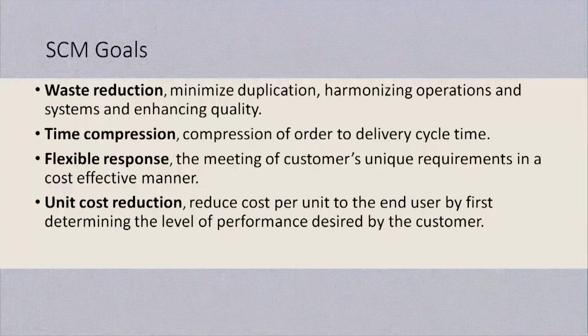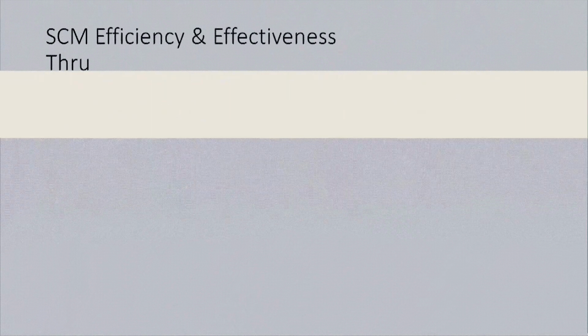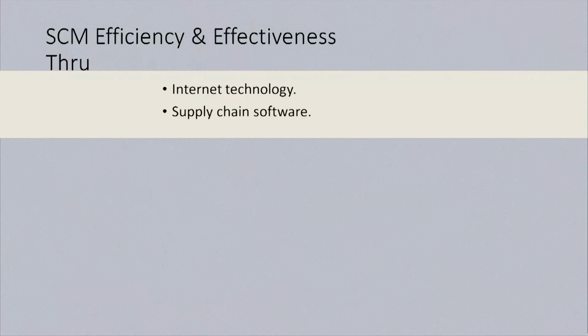The supply chain management efficiency and effectiveness for these things that we just now discussed, waste reduction, time compression, flexible response, all these have become possible more and more because of the advent of internet technology and various kinds of supply chain software. Many of those software which were earlier in different other companies, a lot of those have already got integrated in Oracle or SAP and such major software suites.